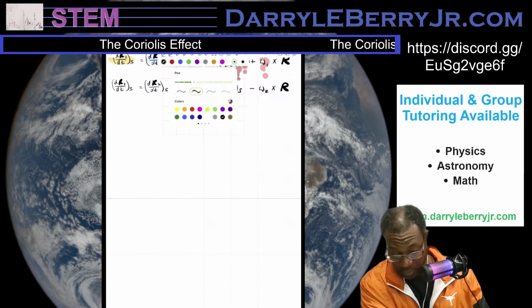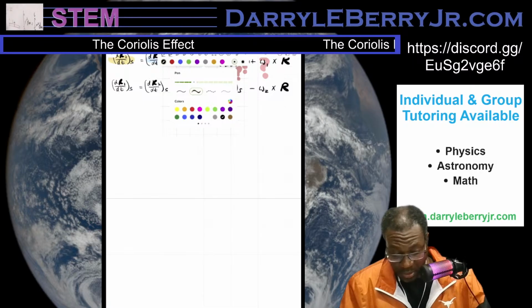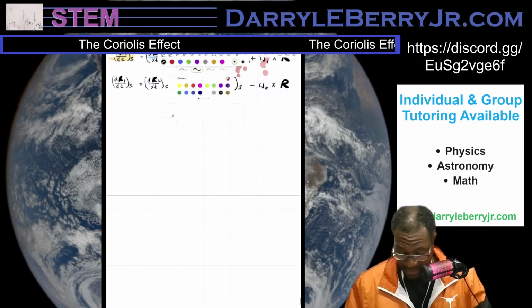Also, the angular velocity vector is the same for all coordinate systems fixed in the rigid body.